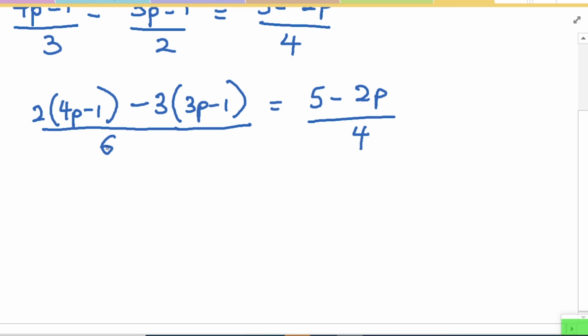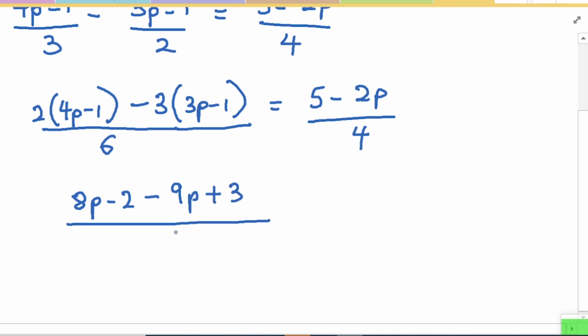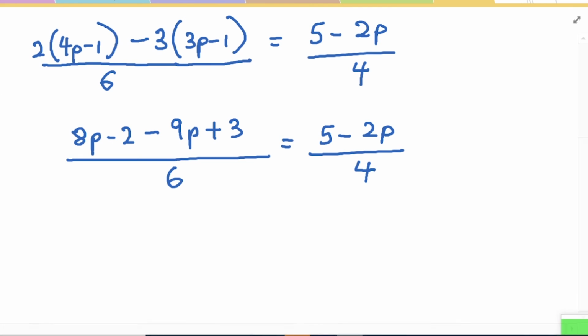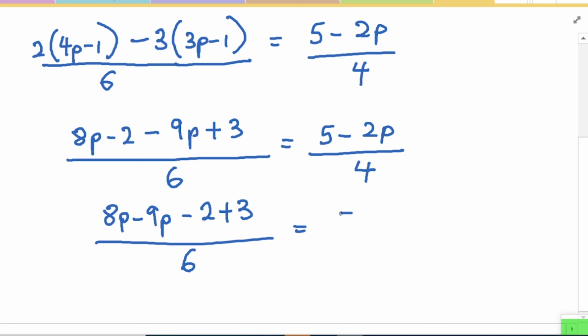From there, we shall go ahead and open the brackets. 2 times 4p is 8p, minus 2. 3 times 3p is minus 9p. Negative 3 times negative 1 is plus 3. All divided by 6, giving us 5 minus 2p over 4. So we collect like terms. Up here, this becomes 8p minus 9p, minus 2 plus 3, divided by 6, giving us 5 minus 2p divided by 4.